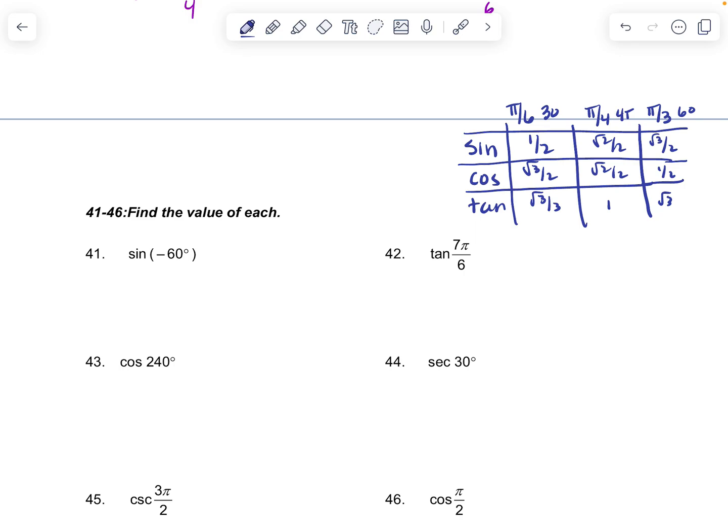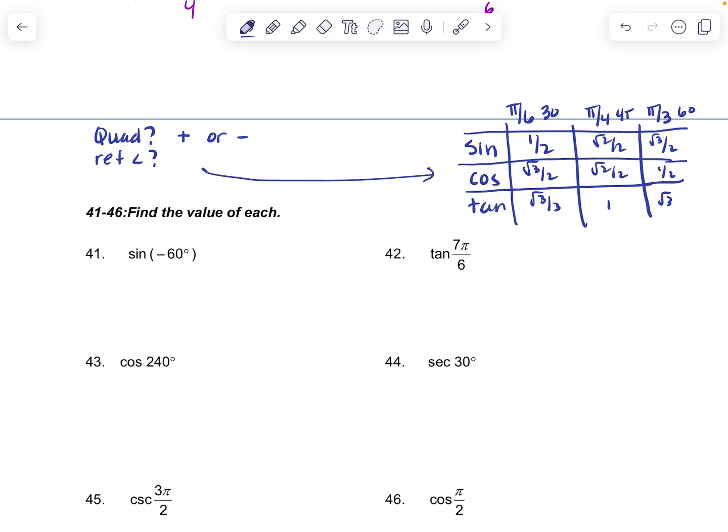So, two questions about all these problems. What you need to ask yourself: which quadrant is it in? That's going to tell you if your answer is positive or negative. And then, what is the reference angle? Once you find your reference angle, you can use your chart to answer any question that you may have.